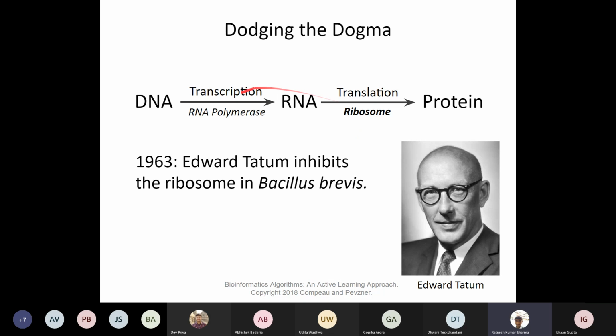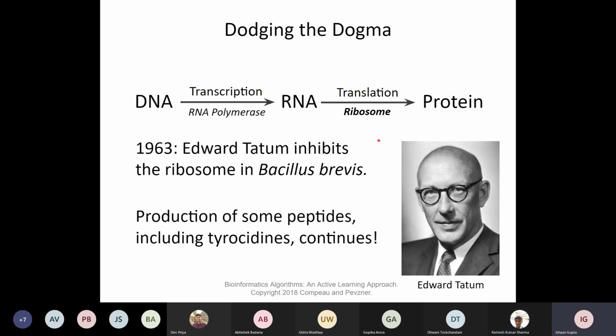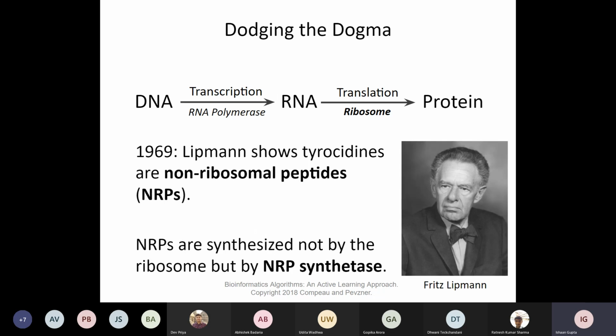If it is being formed by central dogma, then it will not be formed. Yeah, so what they actually found was that the production of some of the antibiotic peptides, including tyrosidines, actually continued. So they thought that, okay, there is something interesting happening there. So antibiotics are probably not made by the ribosome. This led to other scientists working on this process, and they were able to show that antibiotics like tyrosidines are actually made using non-ribosomal peptides. This essentially means that it is made by a process which is not dependent on the ribosome.